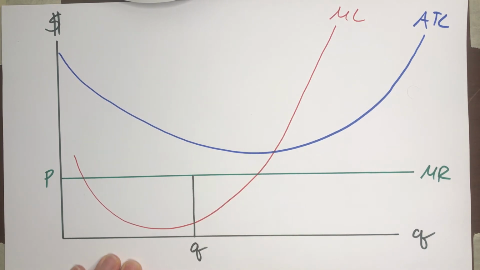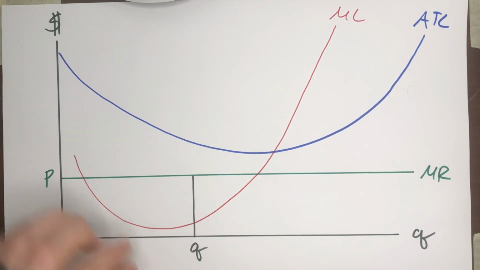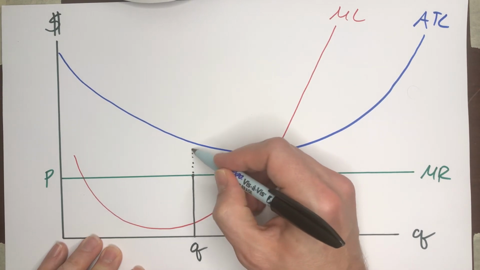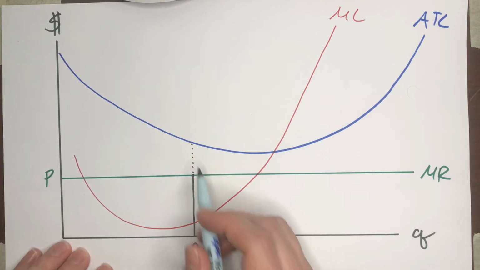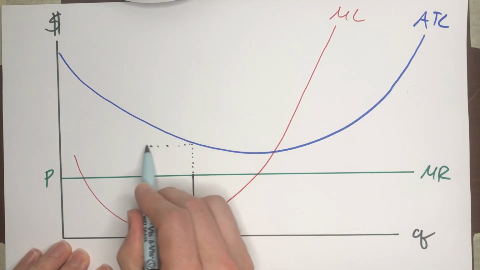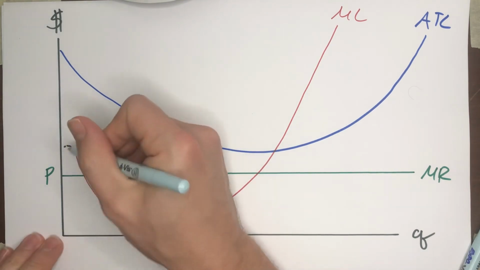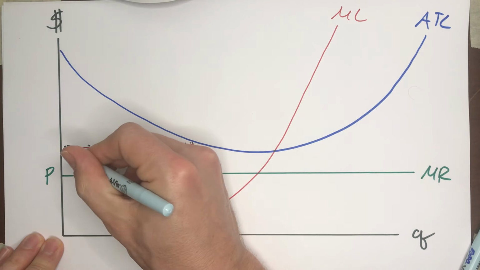That's the quantity of units, okay? Could have drawn it here, could have drawn it there. I'll just pick that point right there. So the first consultant is right. If you produce that level of output, your average total cost is greater than your marginal revenue, and so you're actually making a loss by selling that number of units.